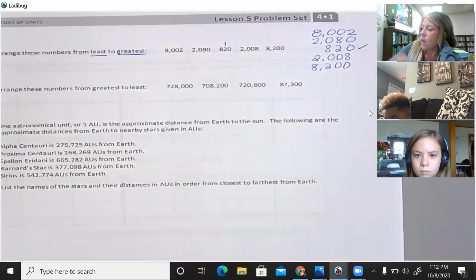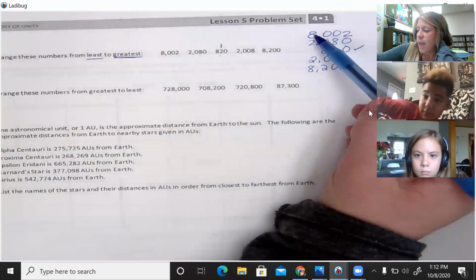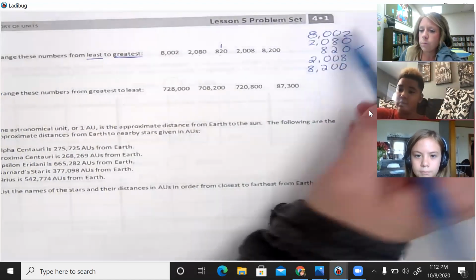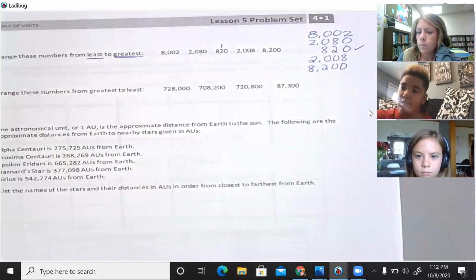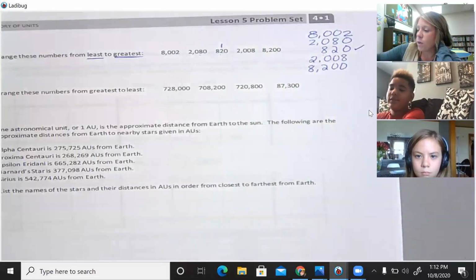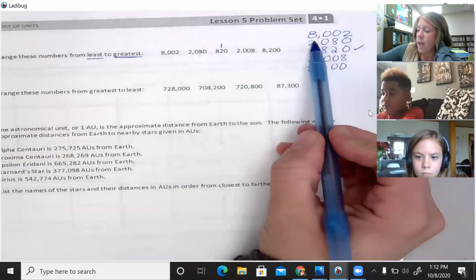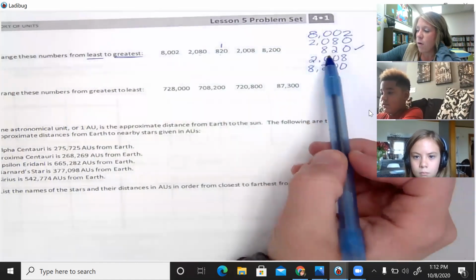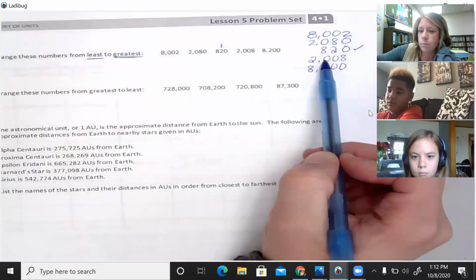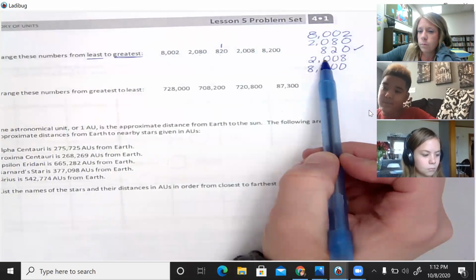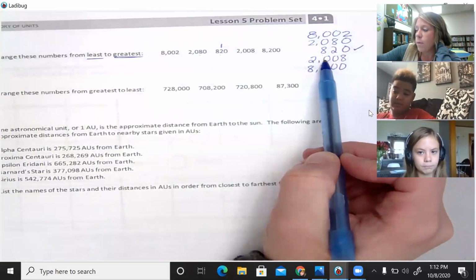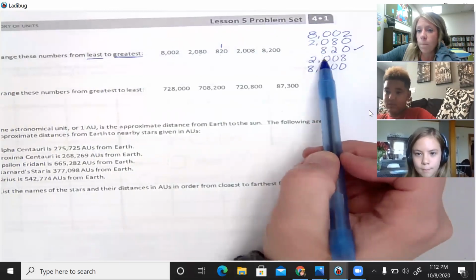What do you think, Trace? What's smaller, the 8s or the 2s? The 2s. Okay, so we're going to narrow it down to these 2. And as I look over, I have a 0 and a 0. So does that help me? No, because 0 and 0 are equal.